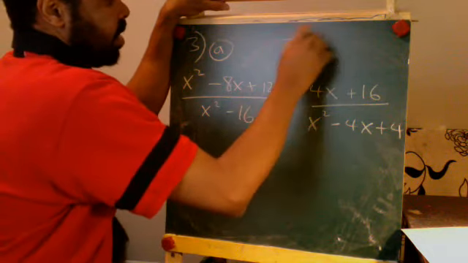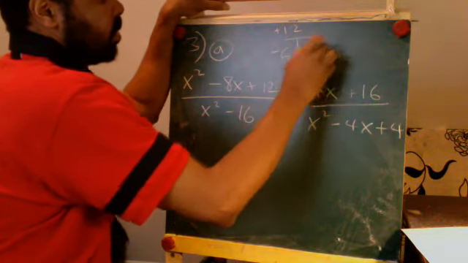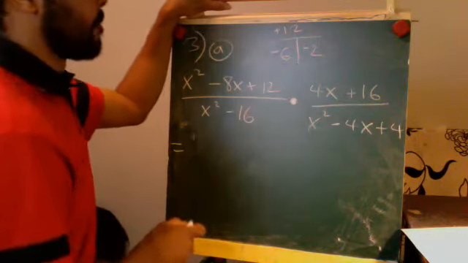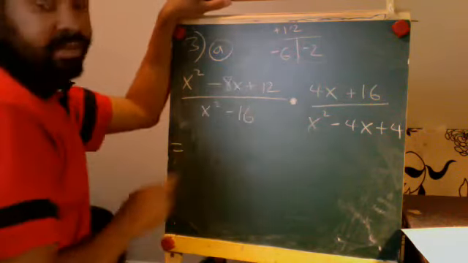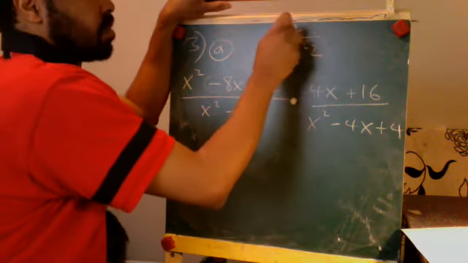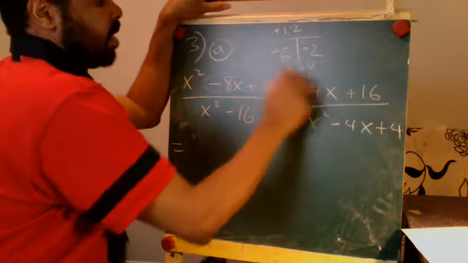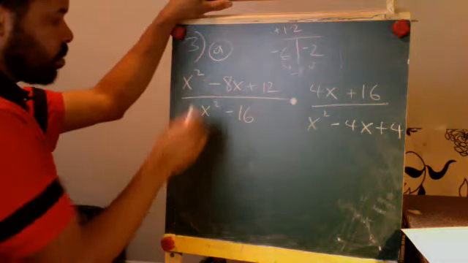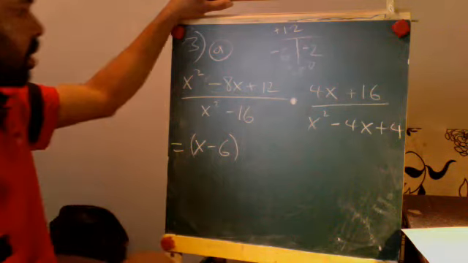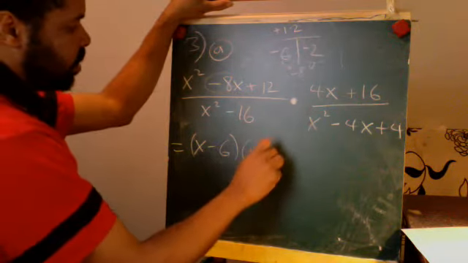All right, so that's going to be positive 12, and I need a negative 6 and a negative 2. So again, negative 6 times negative 2 gives you positive 12, and they add up to negative 8. Negative 6 plus negative 2 is going to be negative 8. So the factoring is here, and that's going to be x minus 6 times x minus 2.